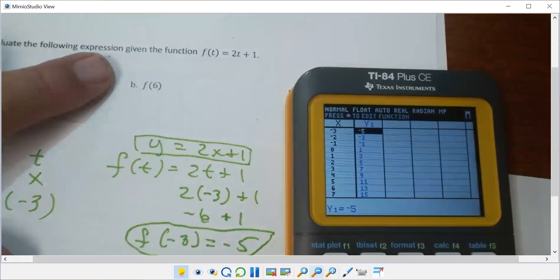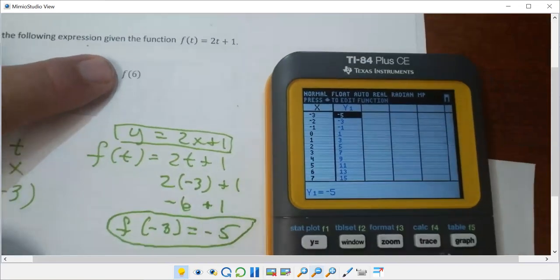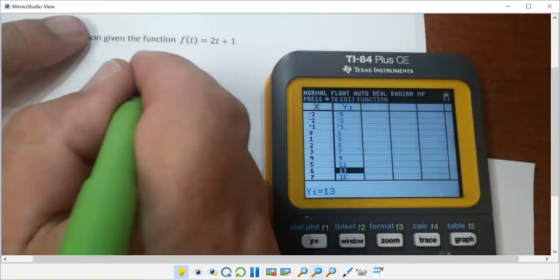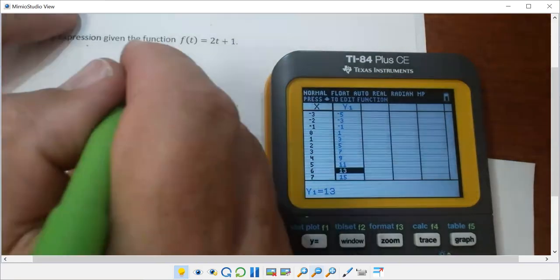All right, so now b, x is 6. So I'm going to go where x is 6, and look what my answer is. Well, I went too low. The next answer is 13. So this one will be 13.